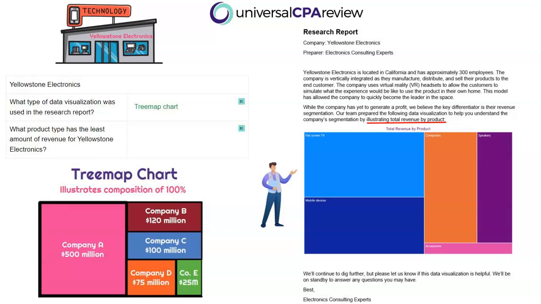Now, the second question says, what product type has the least amount of revenue for Yellowstone Electronics? Well, the way that a tree map chart is interpreted is that the product with the largest area covered, right, means it has the highest proportion of revenue compared to the overall revenue. So that's going to be flat screen TV. Now this is asking about the least amount of revenue, so we're going to be looking for the smallest area. And it's hard to see, but that's going to be accessories. So in the drop down, choose accessories.